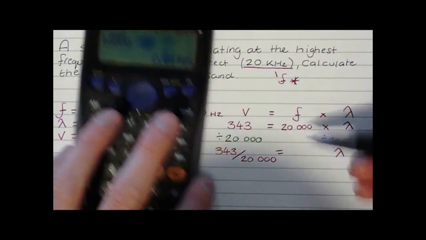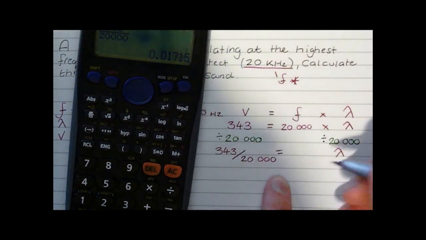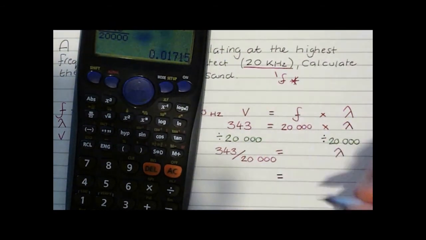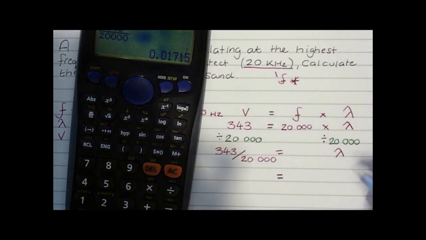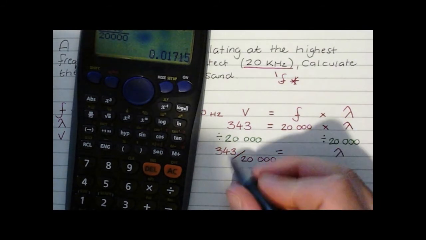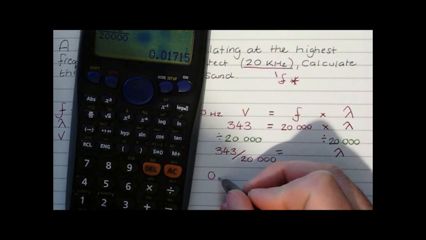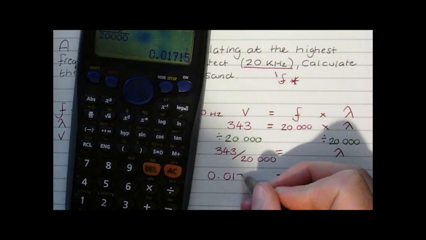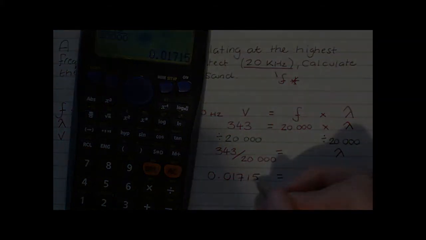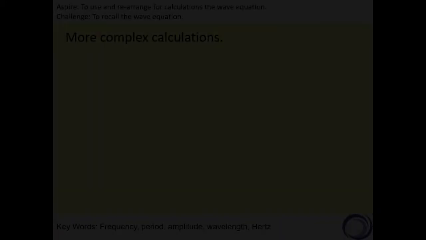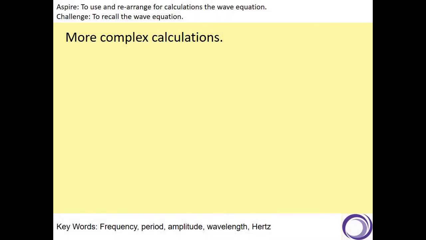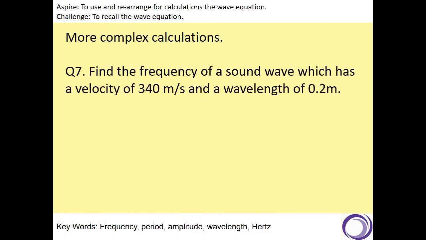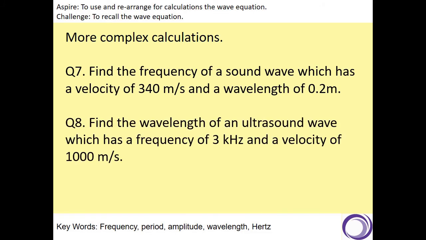Equals, press the SD button, and it gives us 0.01715. So we're going to write that in, it would equal that. Thanks, Mr. Marseille. So 2 slightly more complex calculations for you to do now. Again, I won't read them out. Just be a little bit careful with question 8.